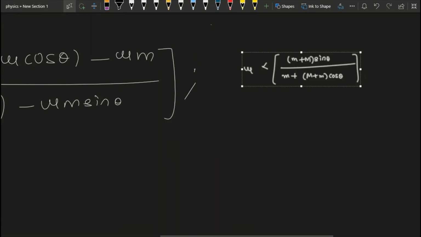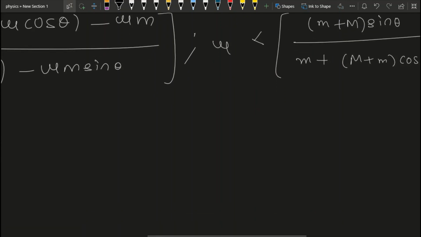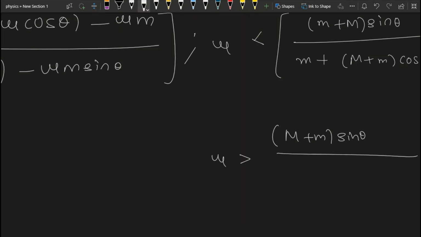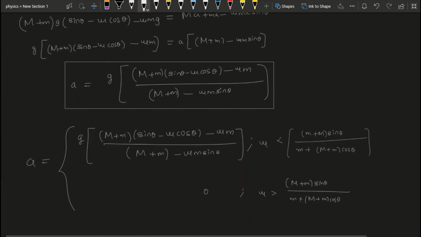Yes, this is the situation. When mu is less than this one, then this is the answer. When mu is greater than this one, if mu is greater than capital M plus small m into sine theta divided by small m plus capital M into small m cos theta, then acceleration will be 0. Okay, so this is the final answer for the problem. Just see, I am going to show you the total screen. Yeah, this is the final answer for the problem.